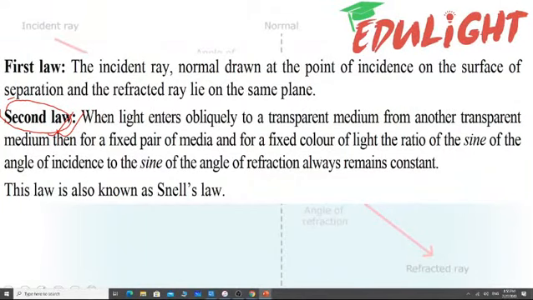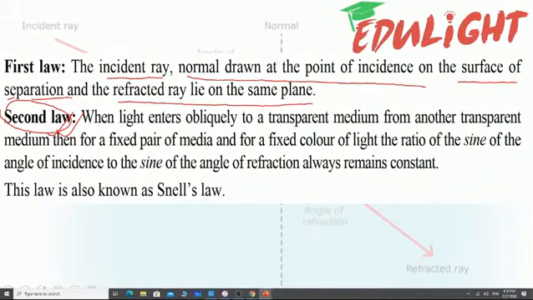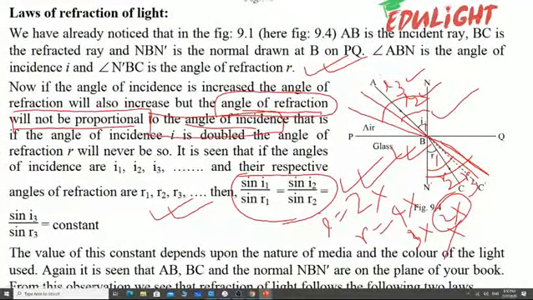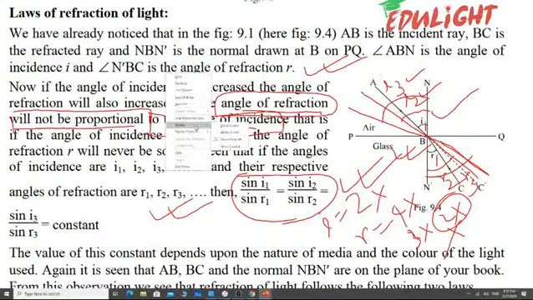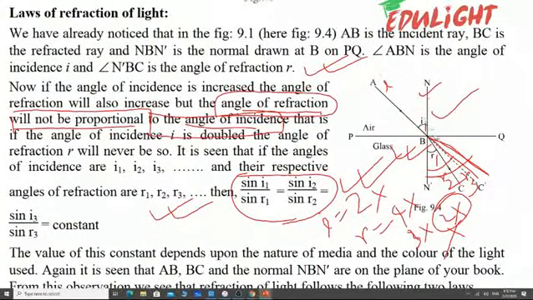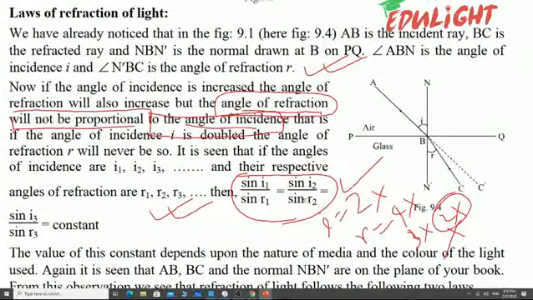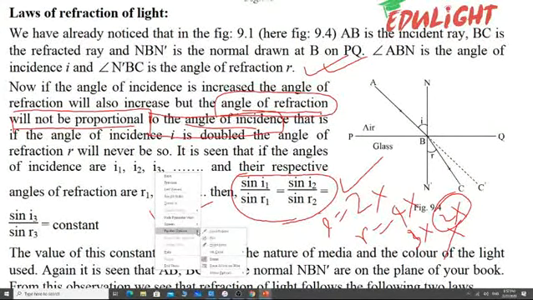What is the first law? The first law is that the incident ray, the normal drawn at the point of incidence on the surface of separation, and the refracted ray lie on the same plane. What is the incident ray here? Let me erase all these things from this figure, because it will be clearer if we erase everything. Okay, let us again go to the pen.